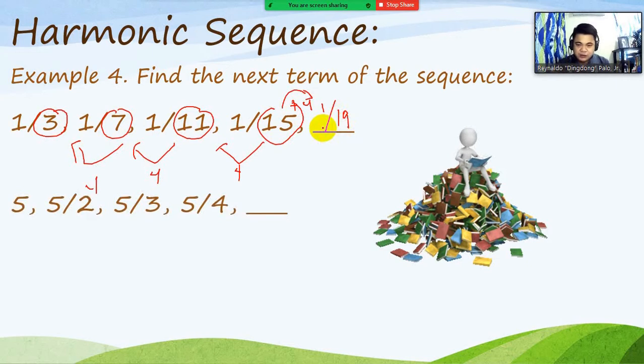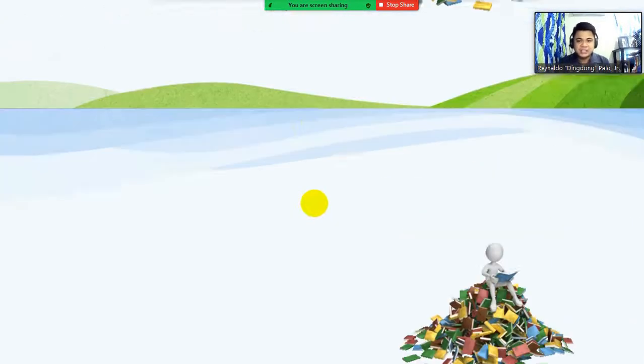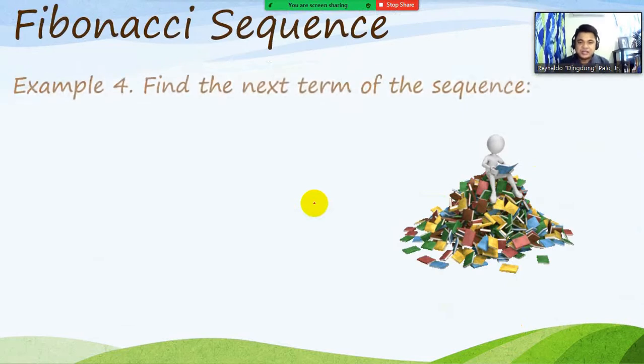Okay? So we have 5/1, 5/2, 5/3, 5/4. So how are we going to find the next term? Just look at the denominator. Remember that 5 has a denominator of 1. We have 2, we have 3, we have 4. Therefore, the next term is 5/5 or simply 1. That is harmonic sequence. Next, we have Fibonacci sequence.